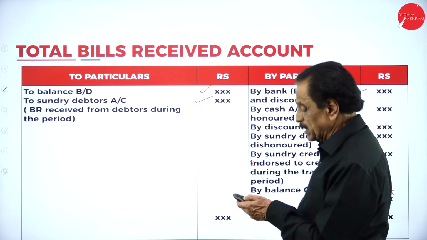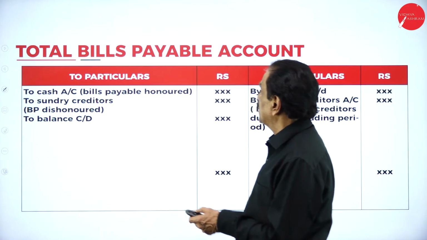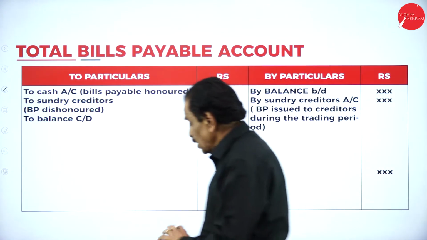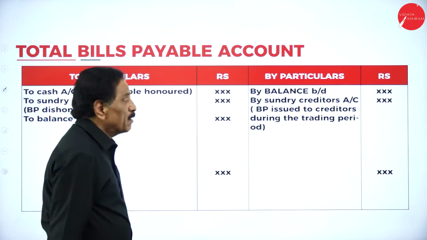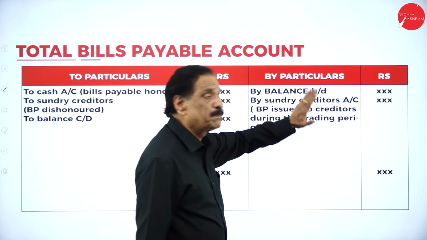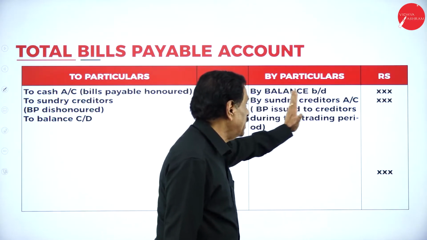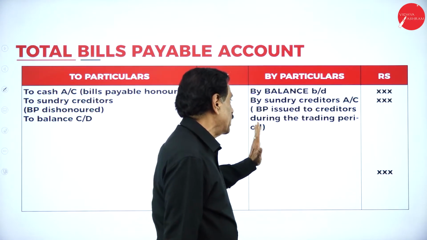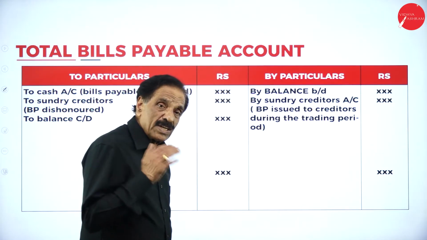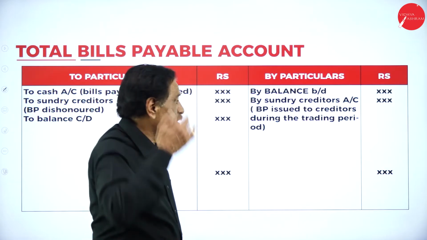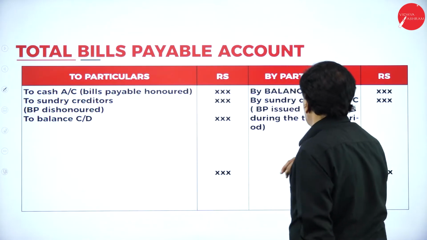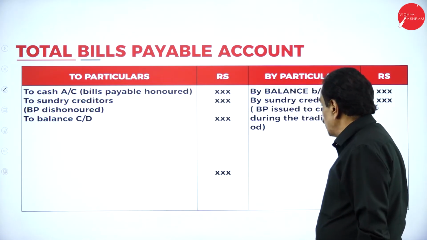Then you have the bills payable account, opposite to BR. By balance brought down, how much bills payable is there? By sundry creditor account, BP issued to creditor during the year. So we have issued to the creditor, so your account has been raised. By balance brought down, opening creditor. By sundry creditor, BP issued.